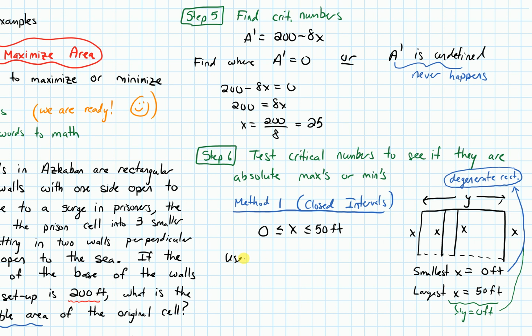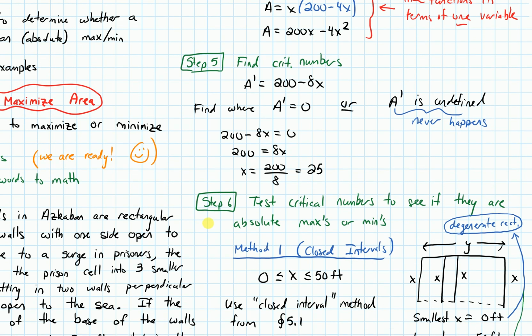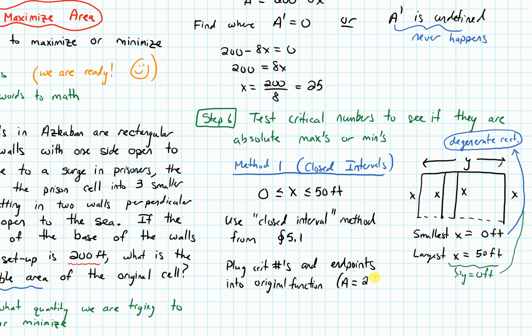Okay, so we are using our closed interval method for finding absolute maxes and mins from section 5.1. So let's remind ourselves what that method involved. We plug the critical numbers and the endpoints into the original function, not the derivative, into the original function, which in this case was area. It was area equals, what was it again? It was 200x minus 4x squared. All right, so let's do that.